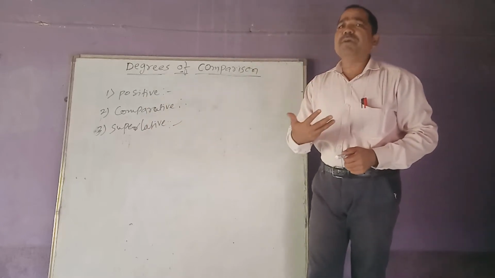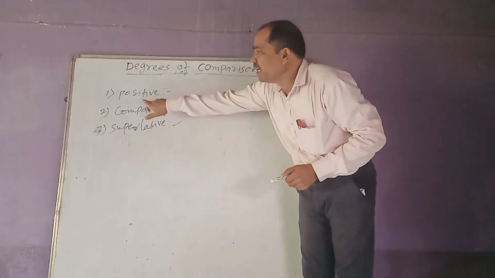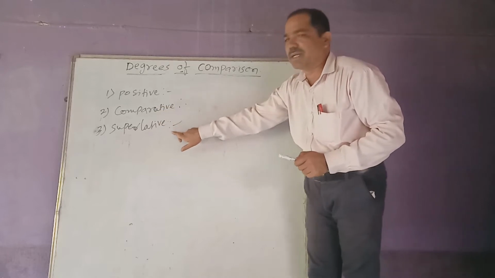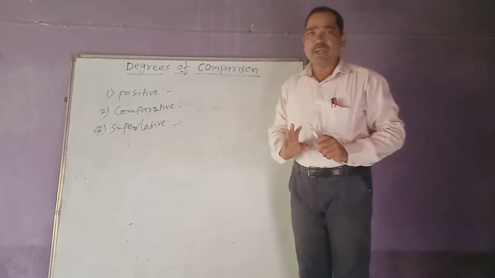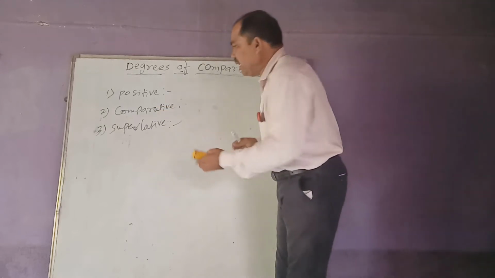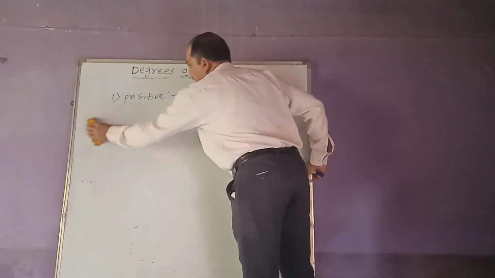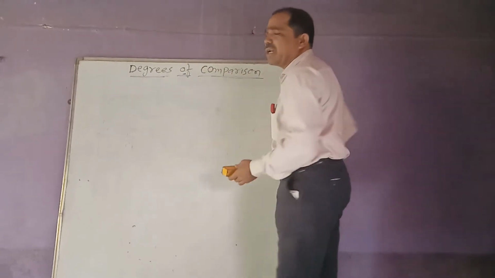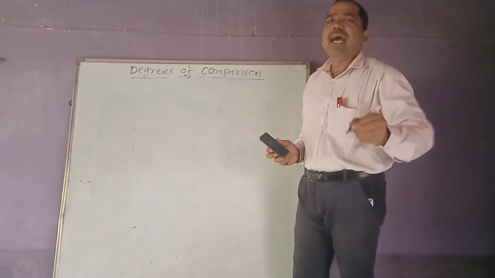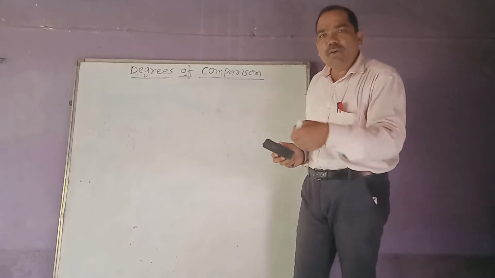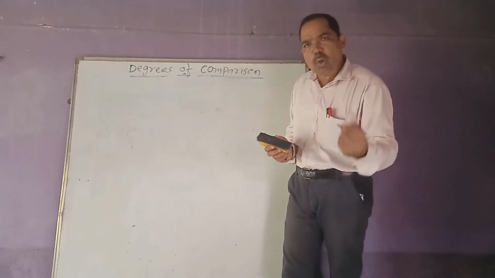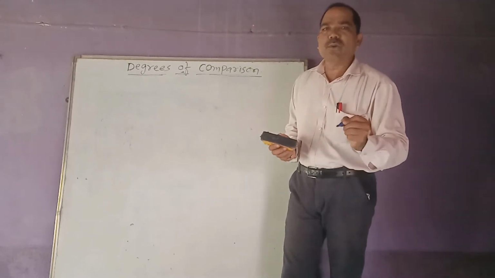So if we have to prepare for that, then one has to understand how to convert the positive degree into the comparative degree and the comparative degree into the superlative degree. For that reason, we will take some examples, then you will come to know what the rules and regulations are that one has to follow in the degrees of comparison. First, I am going to write one of the sentences and show how to convert the positive degree into the comparative degree and the comparative degree into the superlative degree.